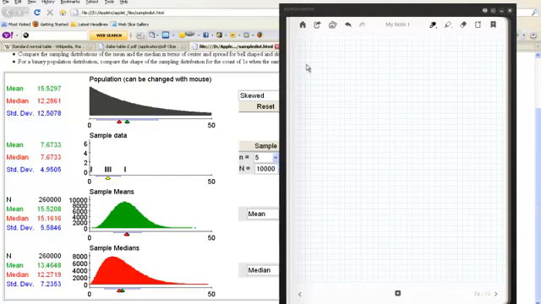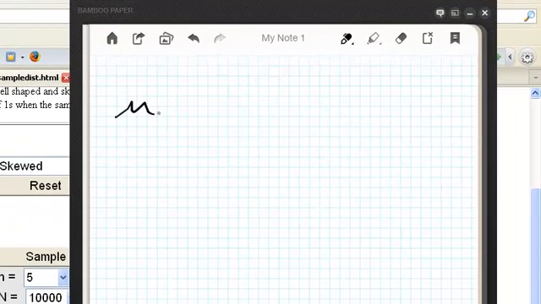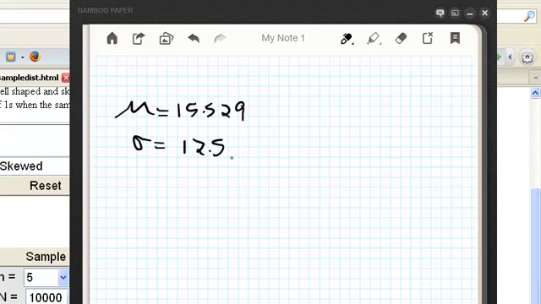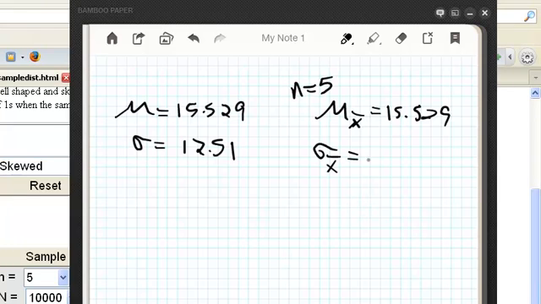Let's go over a page. All right, now we know that the mean of the population, by the way arbitrarily chosen, is 15.529. We know that the standard deviation of the population is 12.51. The mean of the means, well, we know it's an unbiased estimator, so we know it heads for 15.529. And the standard error of the mean, or the standard deviation of the sampling distribution, when n equaled 5, is 5.58.